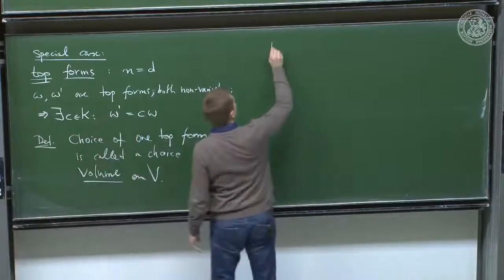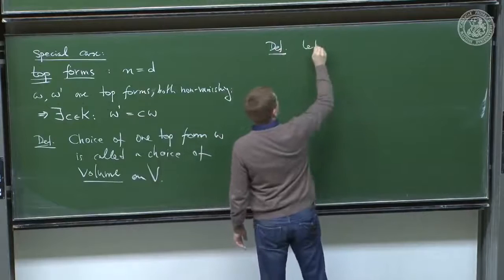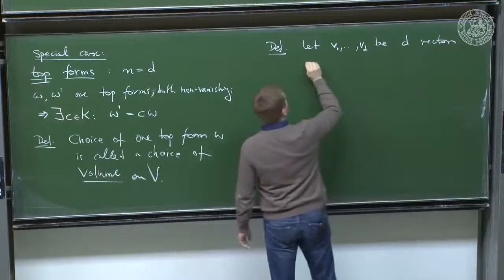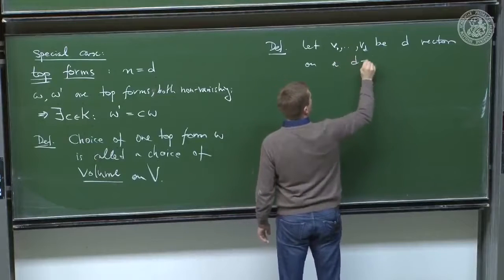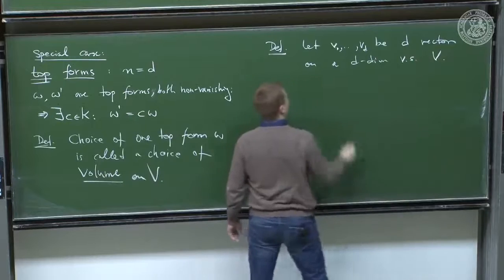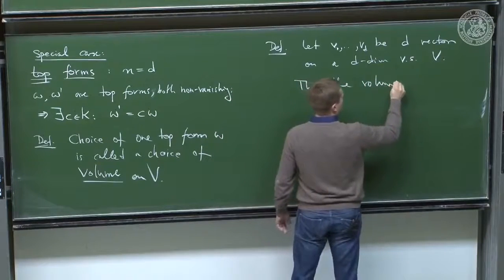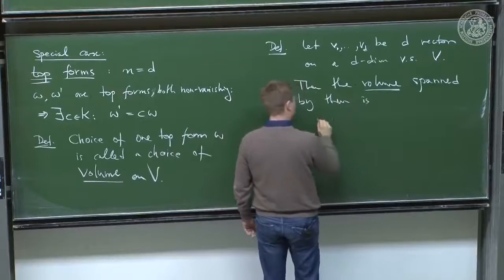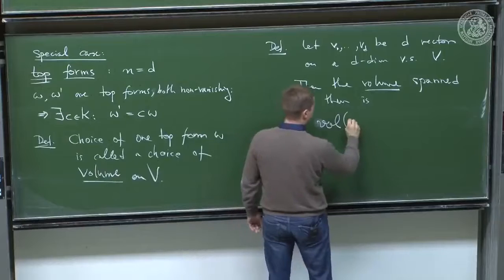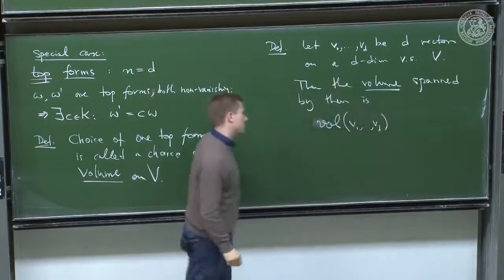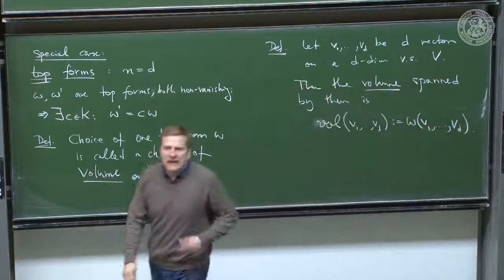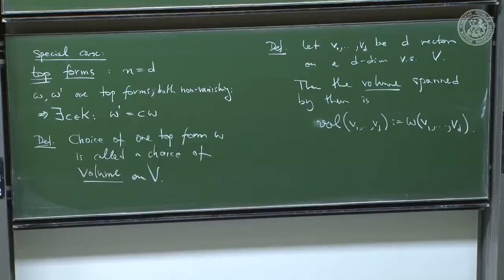Okay, why is this? Well, because you make the next definition: let V1 to Vd be d vectors on a d-dimensional vector space V, then the volume spanned by these vectors V1 to Vd, the order matters, is simply defined as omega of V1 to Vd. So in a 3-dimensional space, you have 3 vectors. If you plug them into your choice of volume form, that will give you a volume.